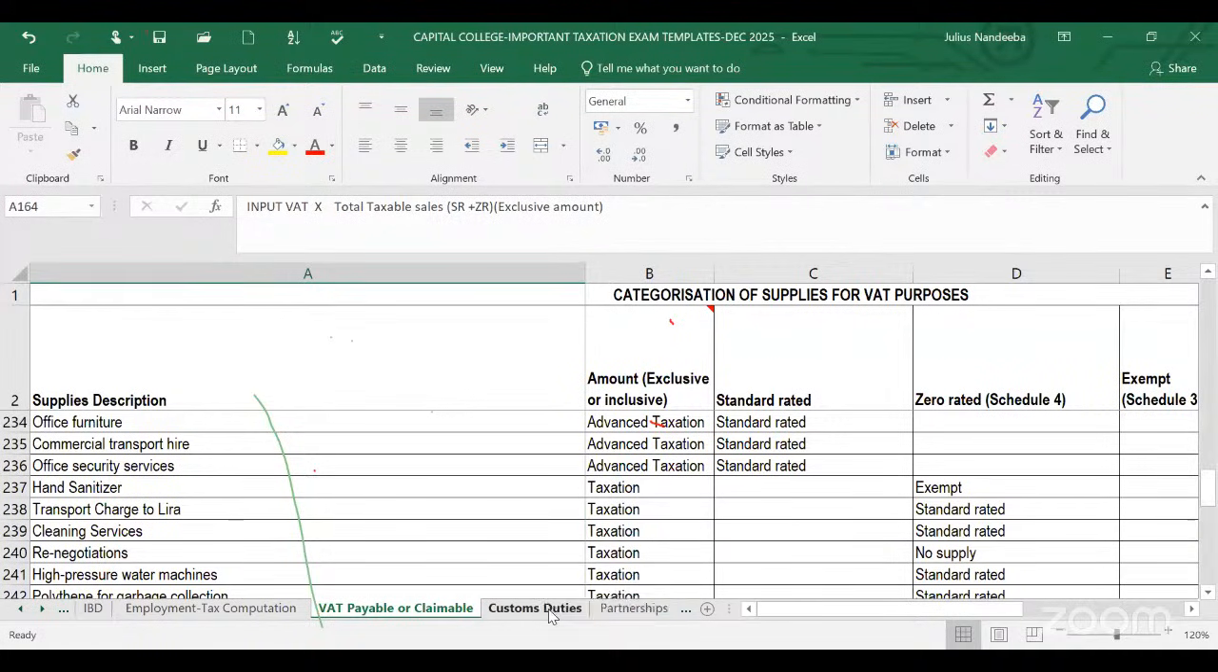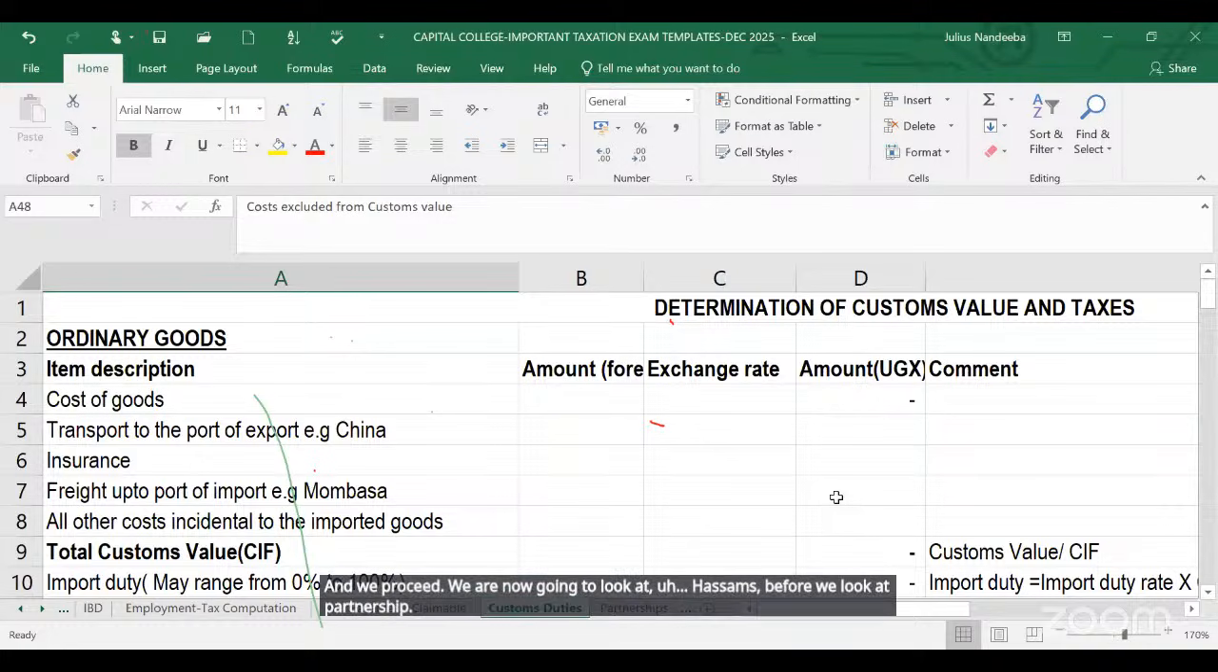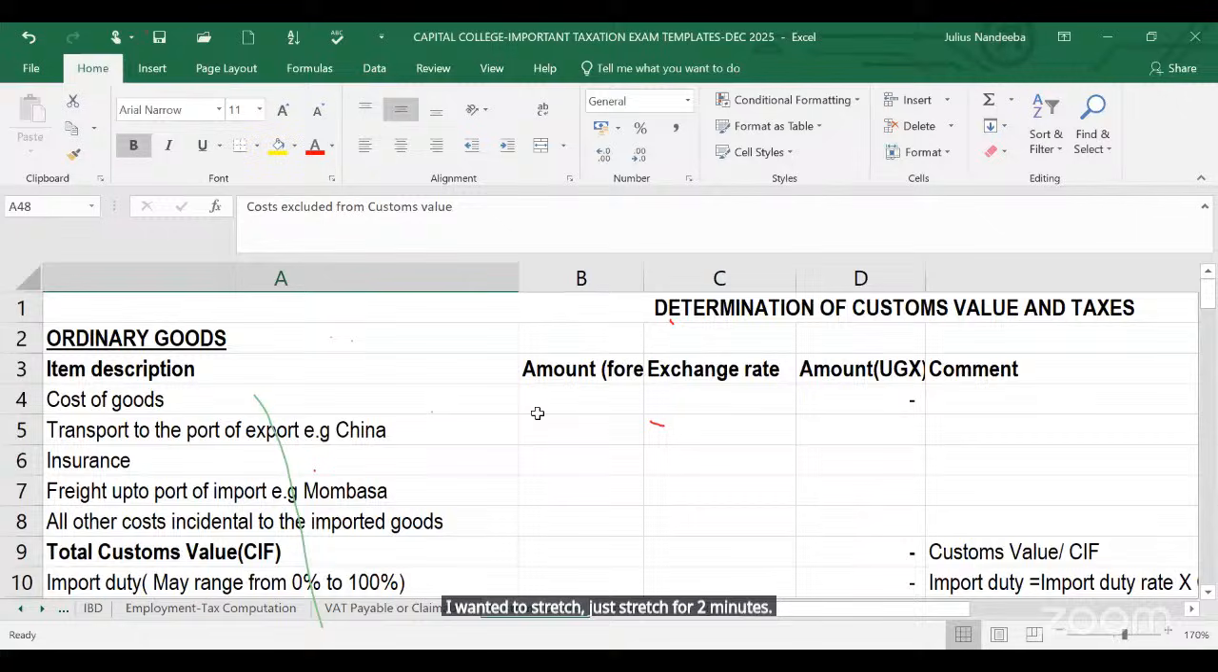We are now going to look at customs before we look at partnership. I want you to stretch, just stretch for 2 minutes. Because customs is one number that I also want you to do. But I want you to do it when you're sober. When you make a mistake on customs number, you're good. And I will tell you why you'll be good. So guys, we are stretching for only 5 minutes and coming back here.